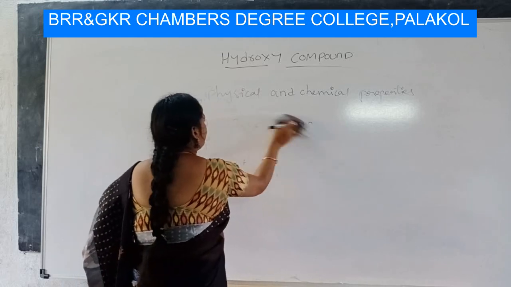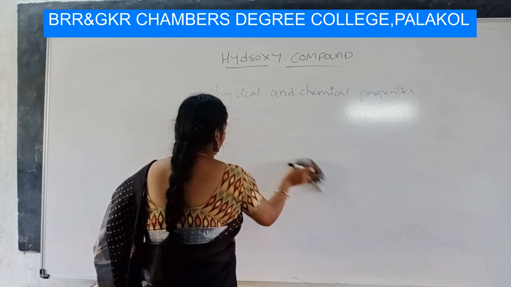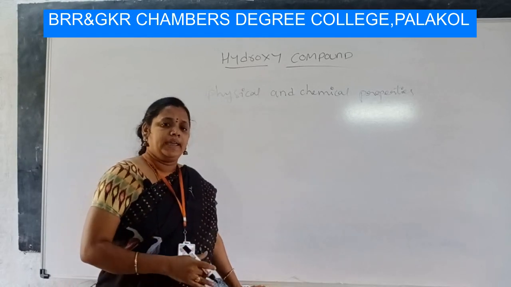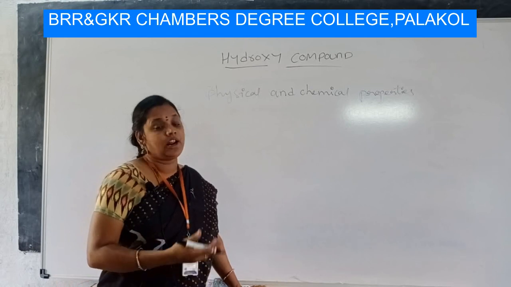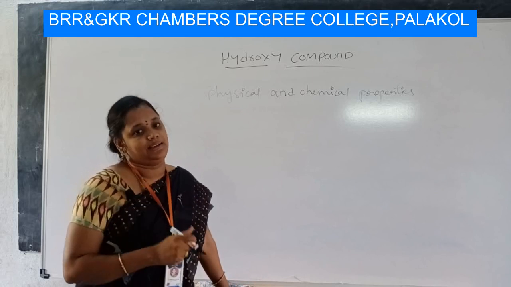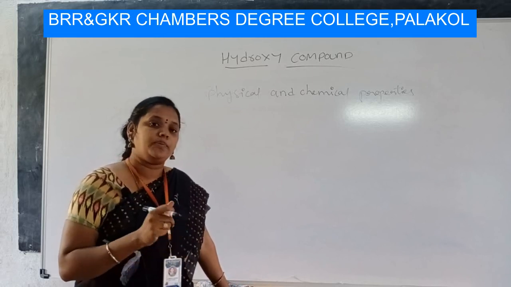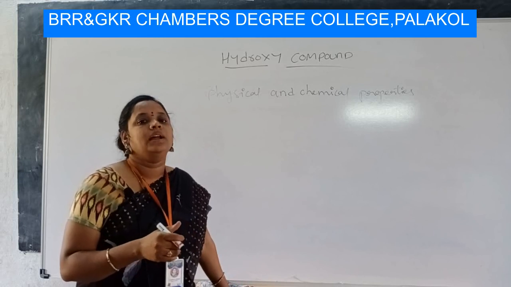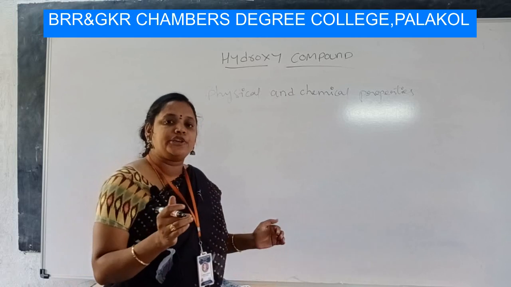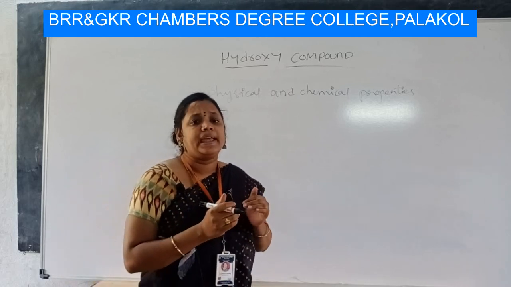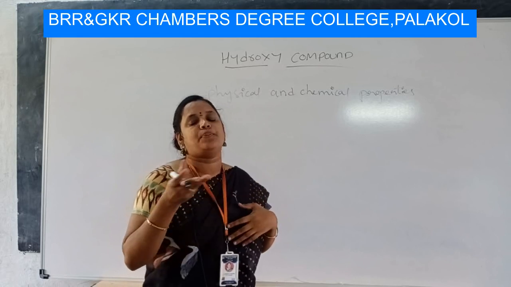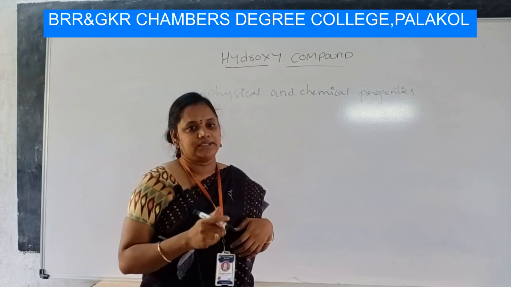Okay. What about the melting and boiling points? Of course, the boiling points are very high for alcohols when you compare with alkanes. Why is it so? Because in this case the alcohol molecules associate together to form hydrogen bonding, which increases the boiling point of alcohols.